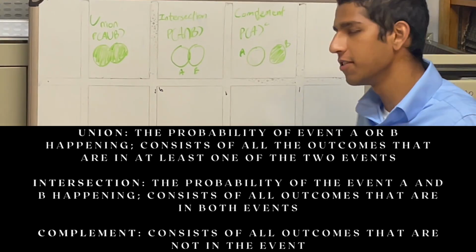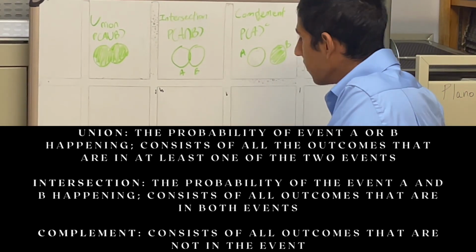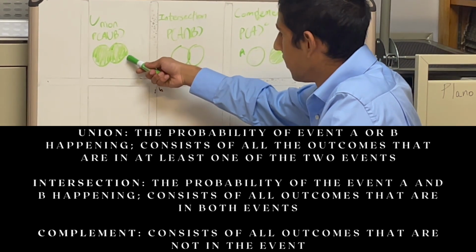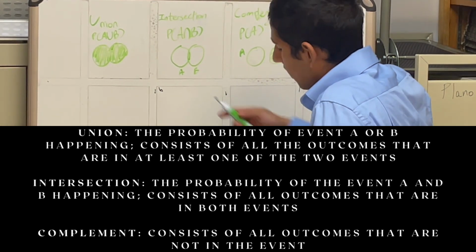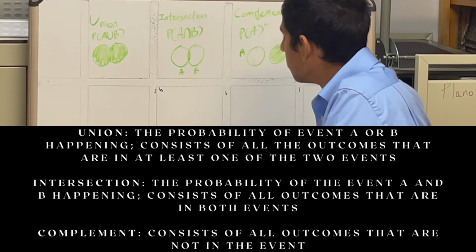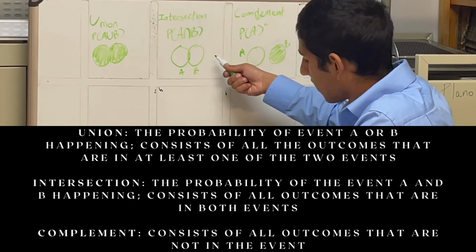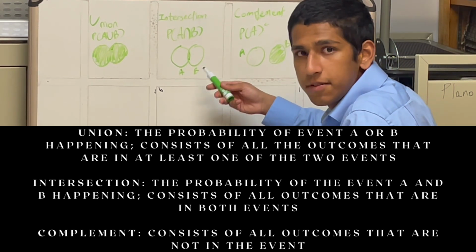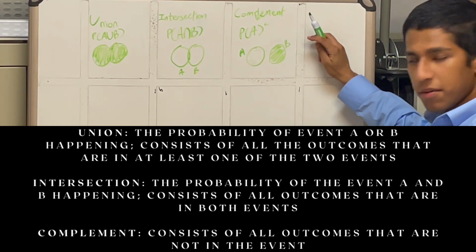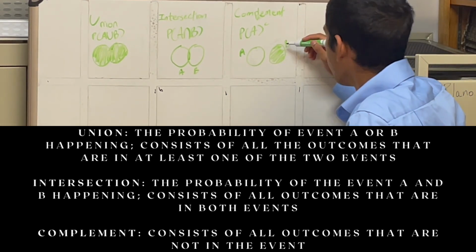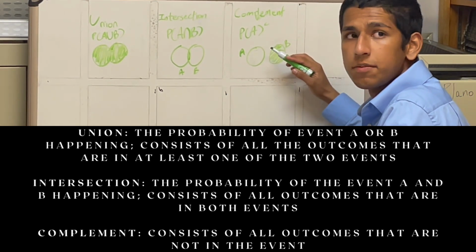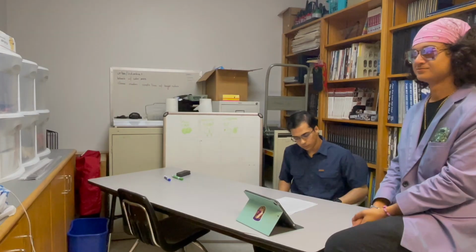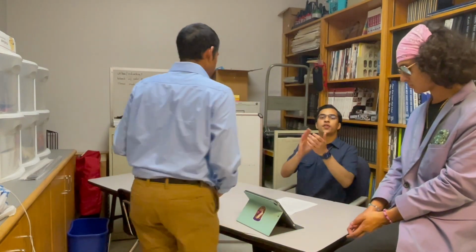Let me explain a few key terms. A union is the probability of A or B happening, like this one over here. It consists of all the outcomes that are in at least one of the 2 events. This one is intersection, the probability of A and B happening, so it's all the outcomes that are in both events. And this is complement, which consists of all the outcomes that are not in an event, like the complement of A, which is B. Thank you, Khaja, for those definitions.